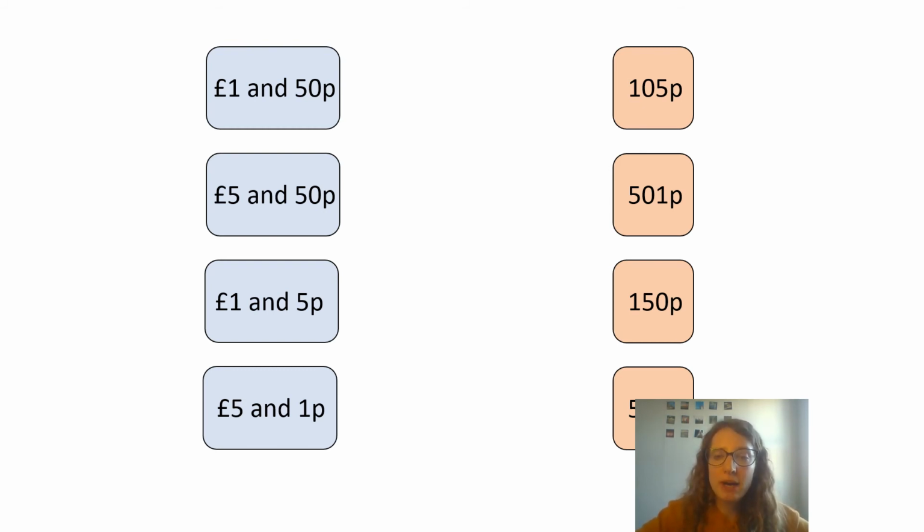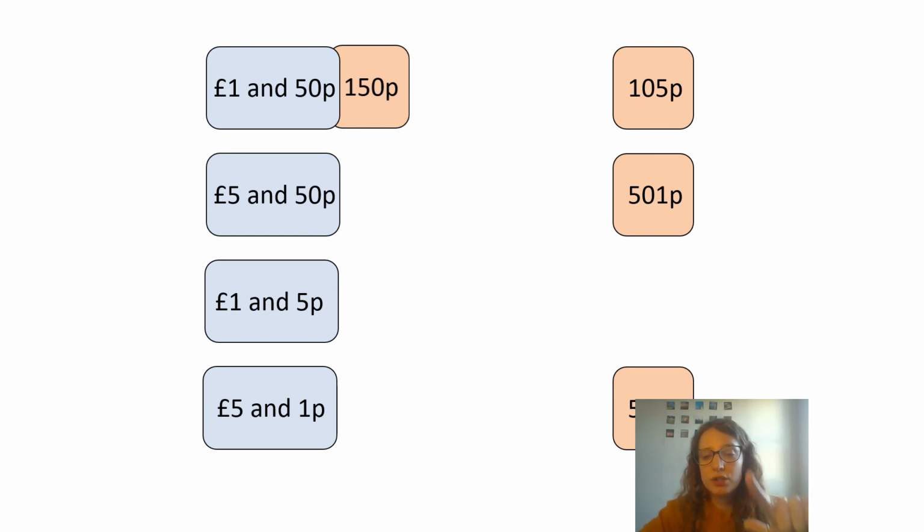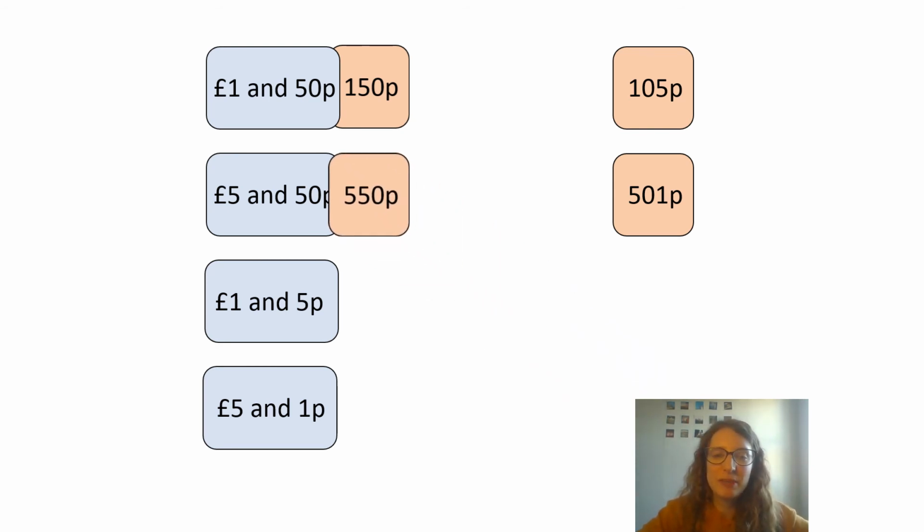Right, let's have a look then. So we've got £1 and 50 pence. So this is 100 pennies and 50 pence. So we've got 150 pence. We have £5 and 50 pence. Remembering each pound is 100. So 100, 200, 300, 400, 550 pence. Might be the one that's hidden. There we go, 550 pence.